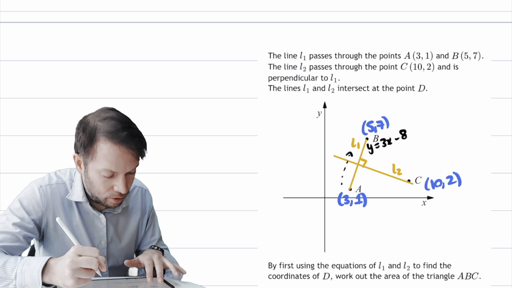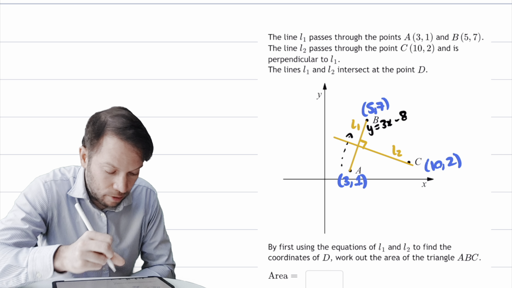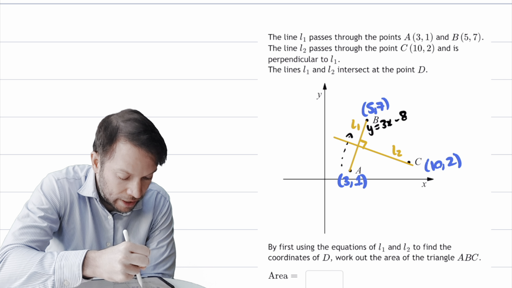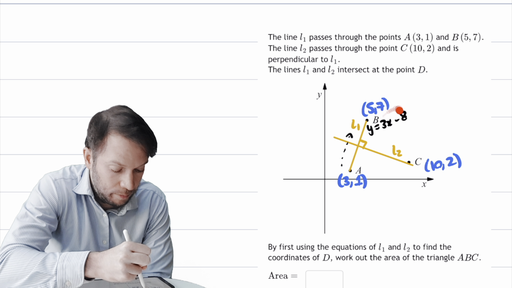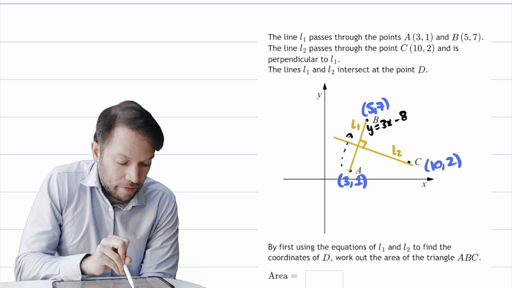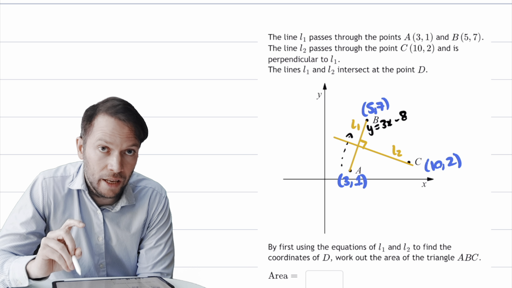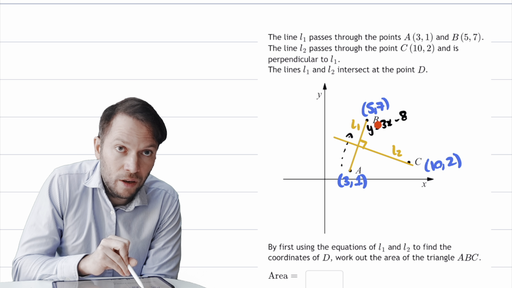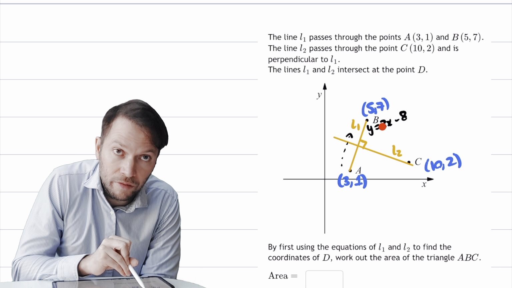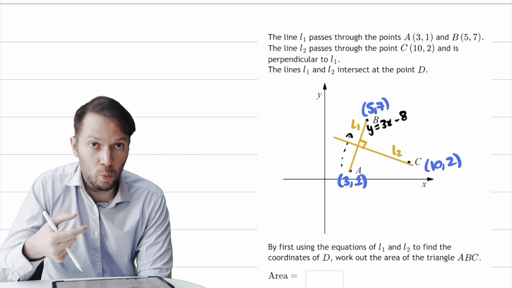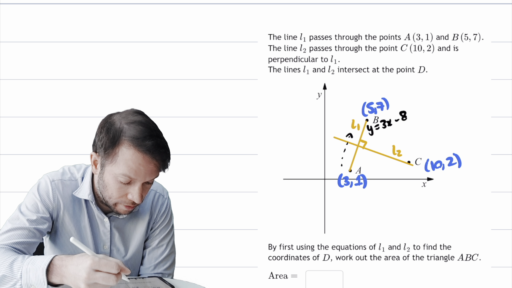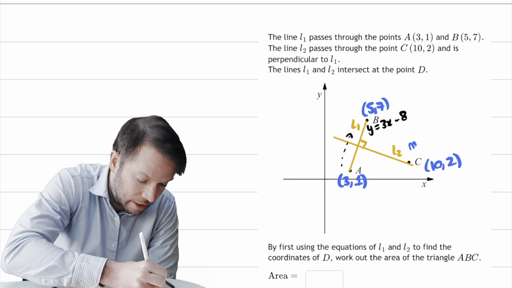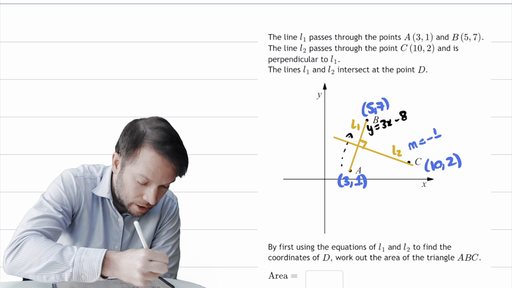And we also want to find the equation of L2. Now, we know that L2 is perpendicular to L1. If the gradient of L1 is 3, then the gradient of L2 is the negative reciprocal to get the perpendicular gradient. The positive 3 becomes negative 3, and then we do 1 over it, so it becomes negative 1 over 3. Again, we explore that in other videos. So the gradient of this is negative a third.